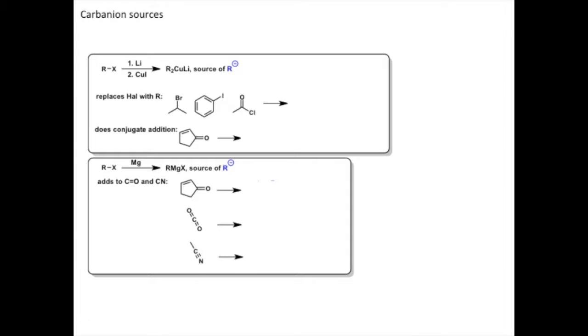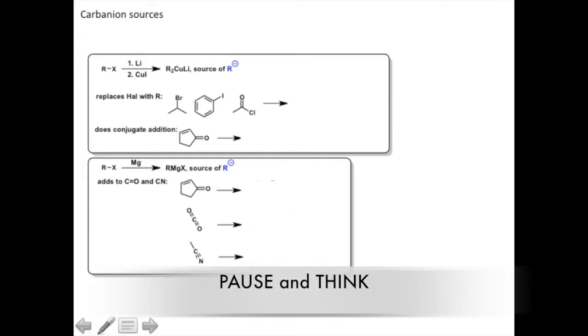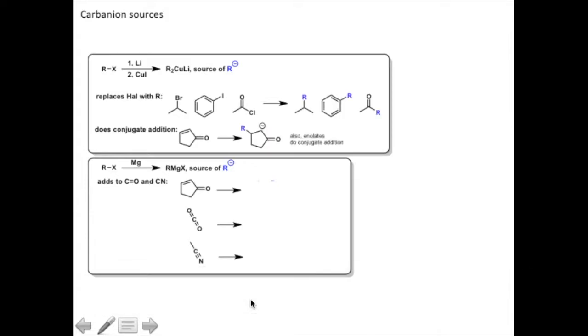Stop the video and predict. What do the products of these reactions look like? Yes, so Gilman just swaps the halogen for the R, very useful reagent. And Michael addition means it doesn't attack the carbonyl, it attacks the beta carbon. So if this is your carbonyl, this is the alpha, this is the beta. So R- attacks the beta to form an enolate.